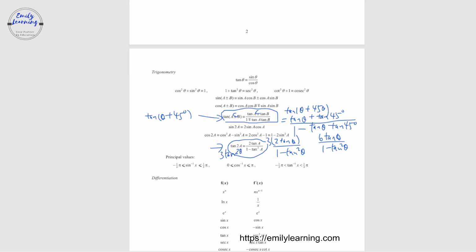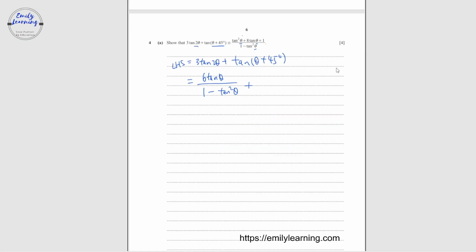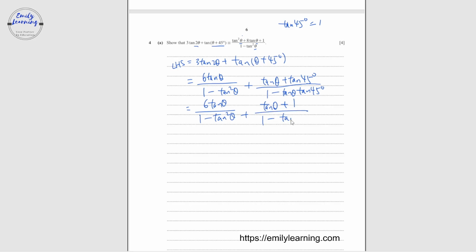Okay, so let's change that. It equals tangent theta plus tangent 45 degrees over 1 minus tangent theta tangent 45 degrees. And what do we know about tangent 45 degrees? You can type it into your calculator. Tangent 45 degrees is 1. So this is 1. So it's tangent theta plus 1 over 1 minus tangent theta.